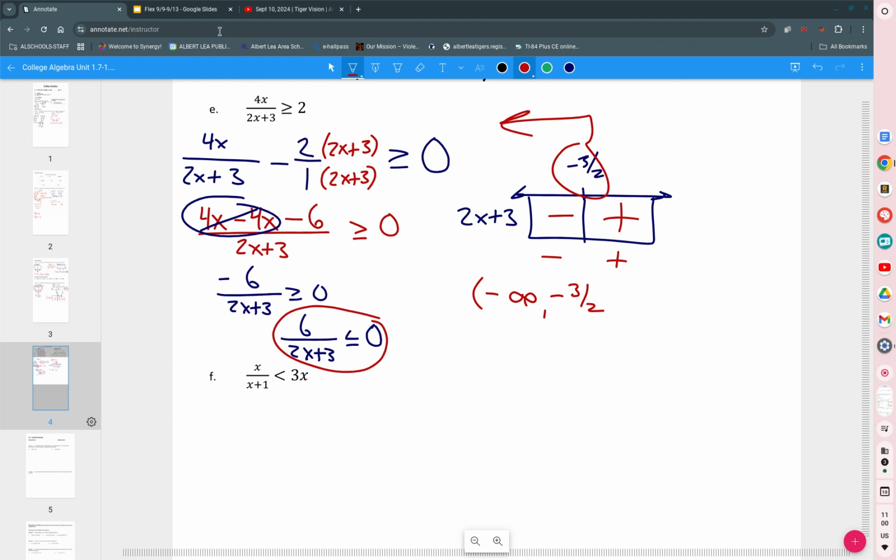Talk to your friend next to you. Is it a bracket or a parenthesis and why? Tell the person next to you, bracket or parenthesis and why?